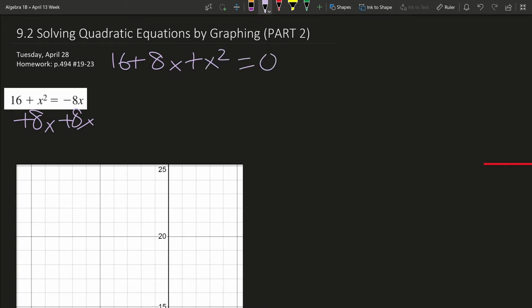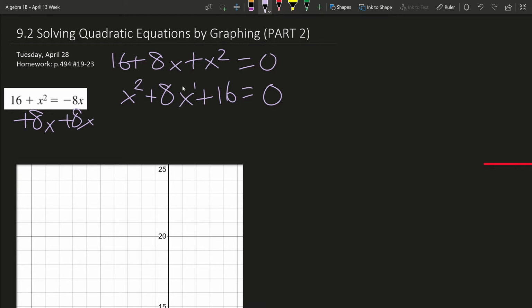However, is this in standard form now? No, it's not. The x squared needs to be in the front, and then 8x, and then the 16. Remember, it goes by the highest degree. So 2 is the highest degree, and then the invisible 1 is the next biggest degree, and then this has a degree of x to the power of 0.